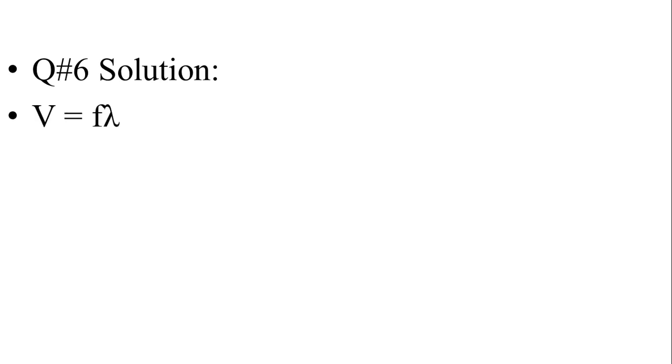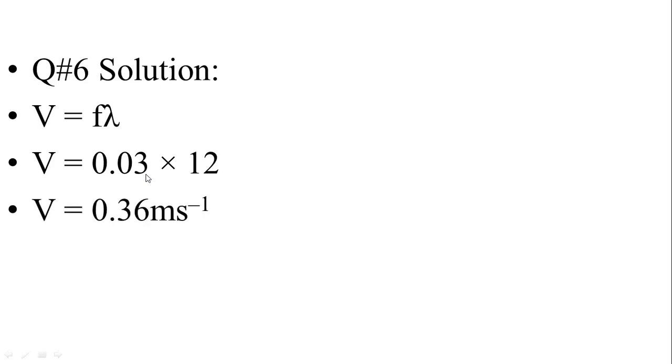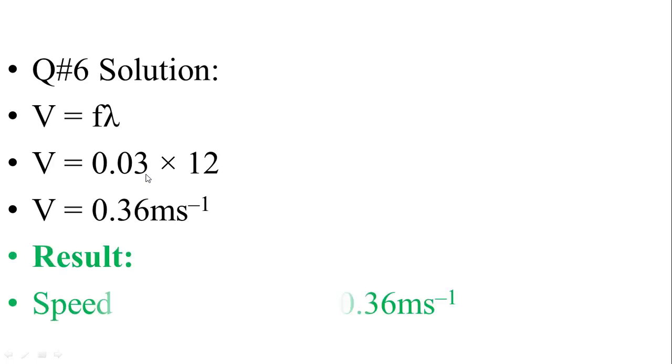Then find the solution. We know that v is equal to f lambda. Putting the values, v is equal to 0.03 multiplied by 12. Then v is equal to 0.36 meter per second. Result: the speed of wave v is equal to 0.36 meter per second.